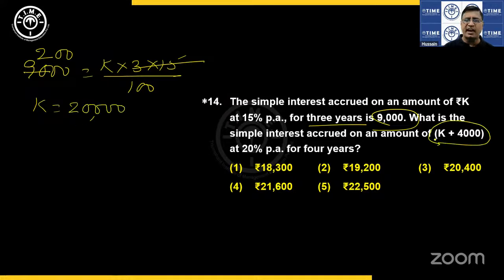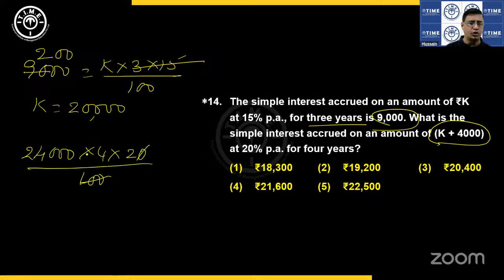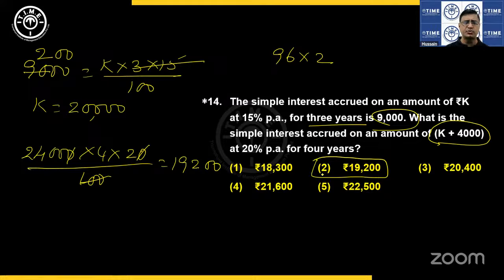When 4,000 is added, it becomes 24,000. Now, what to find? Simple interest for a period of 4 years at 20% per annum. Zero and zero, we can cancel. 4 times 24, that is 96. 96 into 2. 6 into 2, 12. 9 into 2, that is 180. 180 plus 12, 192. So 19,200. 19,200, right choice, option number 2. Second choice is the correct answer.